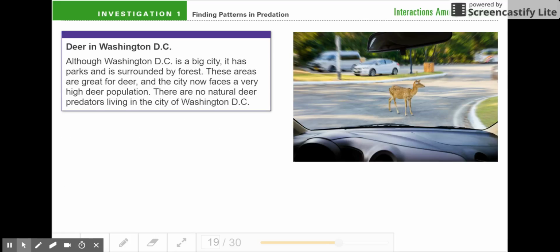Finally, we're going to look at deer in Washington, D.C. Although Washington, D.C. is a big city, it has parks and is surrounded by forest. These areas are great for deer, and the city now faces a very high deer population. There are no natural deer predators living in the city of Washington, D.C.